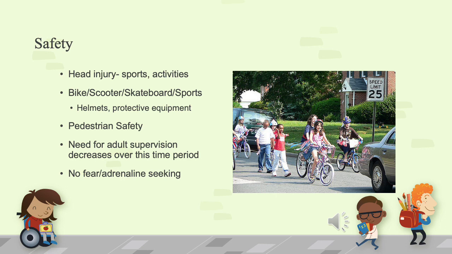Bikes, scooters, skateboards, and other sports, they should have helmets and protective equipment available, including knee pads and shoulder pads and so on. Pedestrian safety, so they're starting to have a little bit more independence at this age group, and parents may not always be at their side. A lot of children will walk to school with another friend or a group of friends. It's important for them to know the rules of the road and to stay safe. This age group is typically very fearless and adrenaline seeking, so they are huge risk takers, and they don't understand the repercussions of their actions.